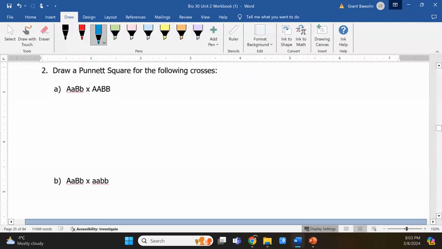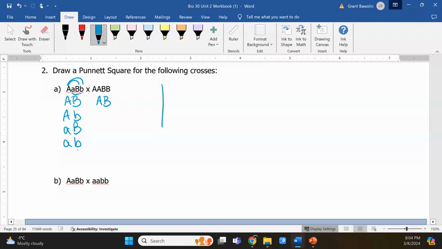Draw a Punnett square for the following crosses. So again, the first step is to write the gametes. We're going to have big A, big B, big A, little b, little a, big B, and little a, little b. For the second parent, I can see that there's only going to be one unique gamete because it only contains capital A and capital B's.